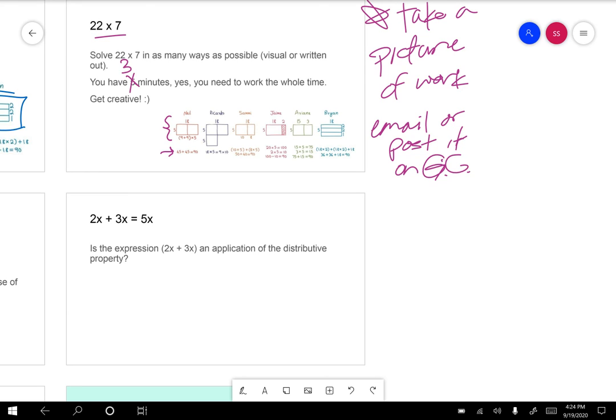Okay, let's take a look at this question. I know this all seems kind of random right now, but I promise it will all come together in just a minute.